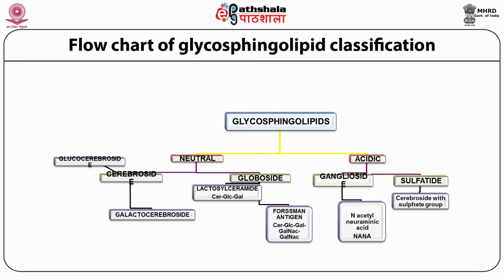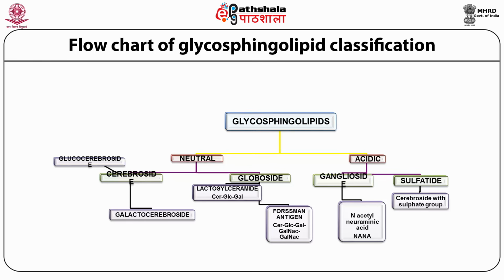Gangliosides and sulfatides are classified as acidic glycosphingolipids. As we've seen, gangliosides contain N-acetyl neuraminic acid, which is also called sialic acid, which imparts a negative charge on these gangliosides, making them acidic. Sulfatides are cerebrosides with a sulfate group, which also imparts a negative charge to these glycosphingolipids, and hence they're classified as acidic glycosphingolipids.